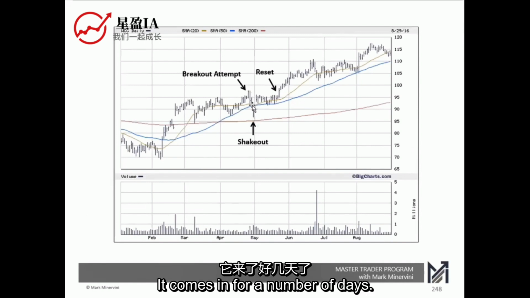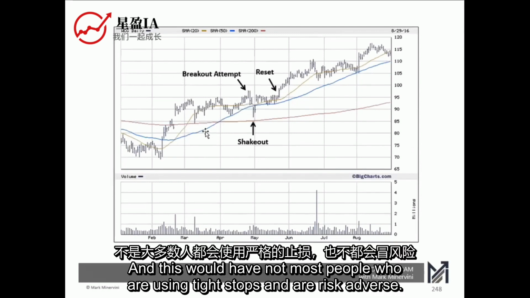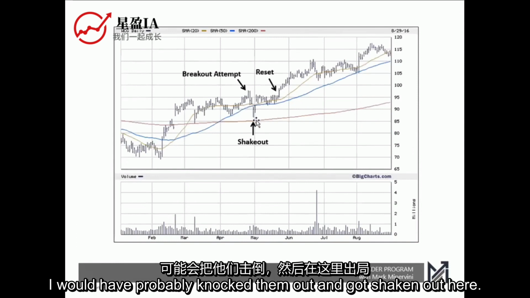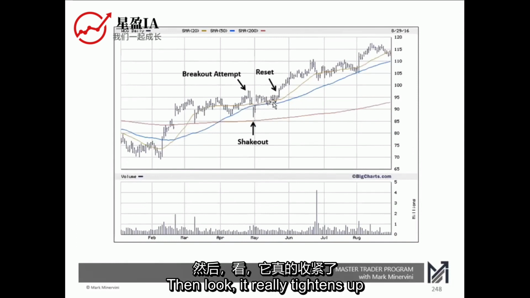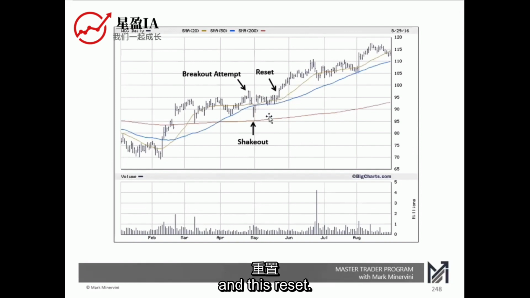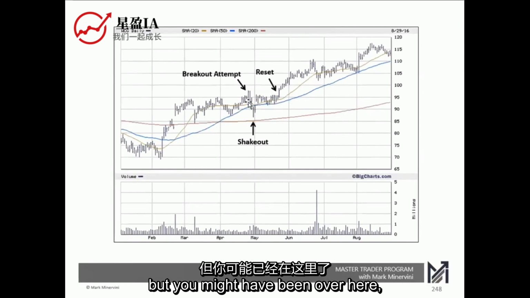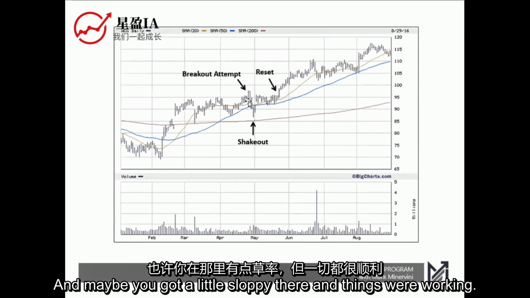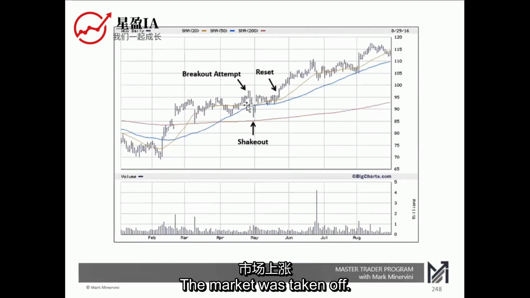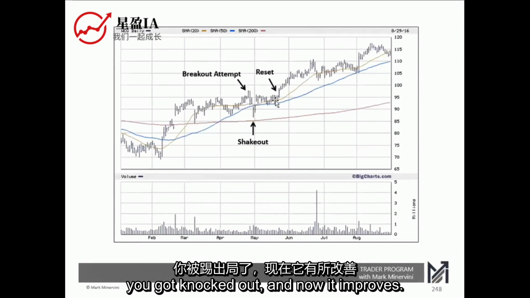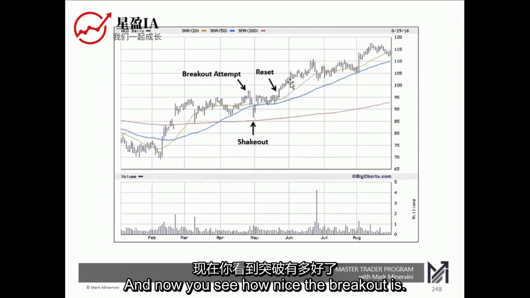It comes in for a number of days, and this would have knocked most people who are using tight stops and are risk averse, would have probably knocked them out and got shaken out here. But then look, it really tightens up, and this reset, the stock looks so much better now. I mean, it really looks nice and tight. But you might have been over here trying the stock over here, and maybe you got a little sloppy there, and things were working, the market was taking off, so you bought it, you got knocked out, and now it improves. And now you see how nice the breakout is now.